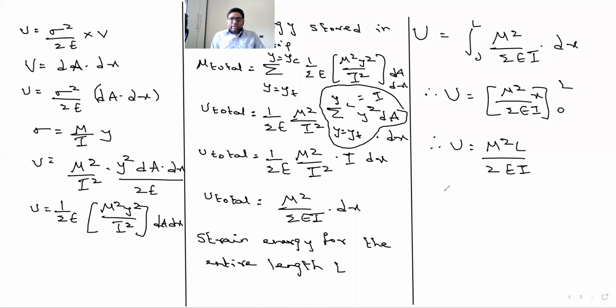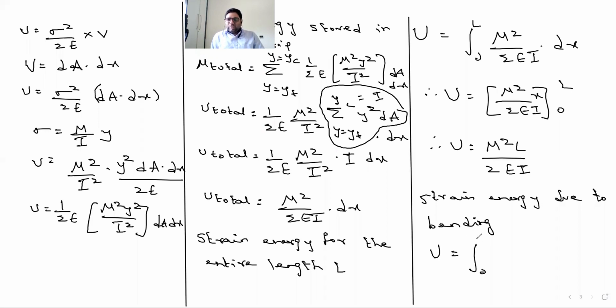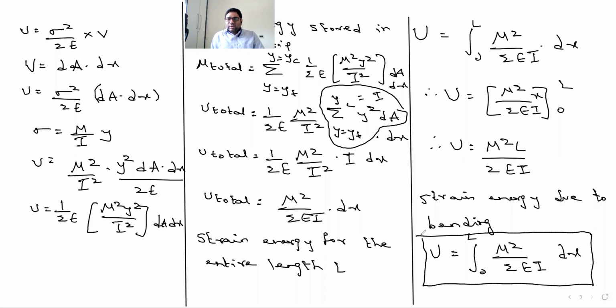Or else we can write strain energy due to bending, U is equal to simply integral 0 to L of M square by 2EI dx. You can leave it like this because the moment will vary from one point to the other. So this is how we analyze the beam and calculate the amount of energy stored inside the beam.